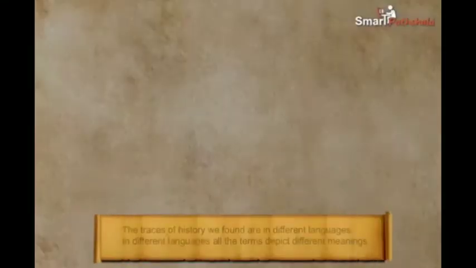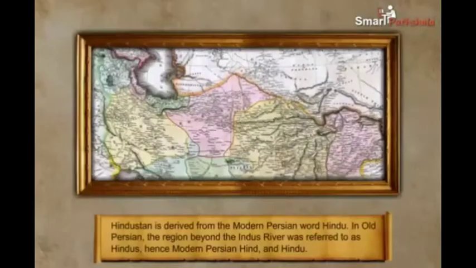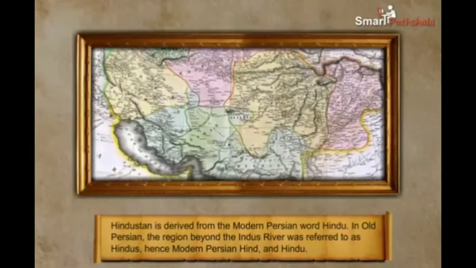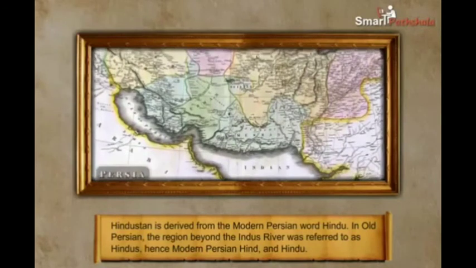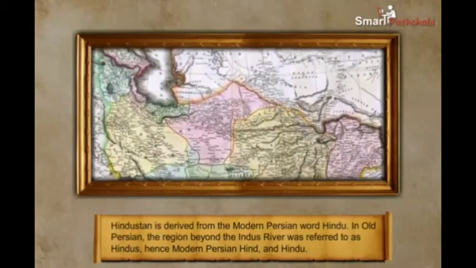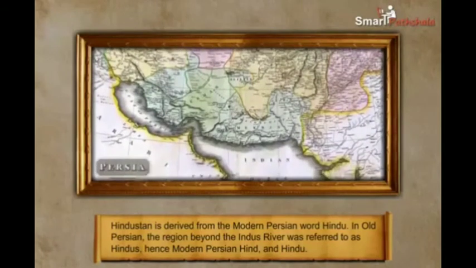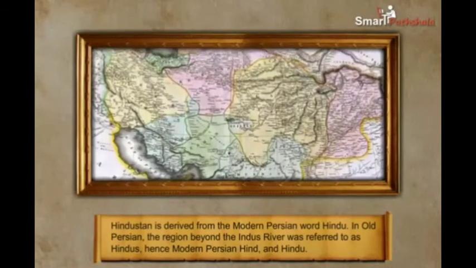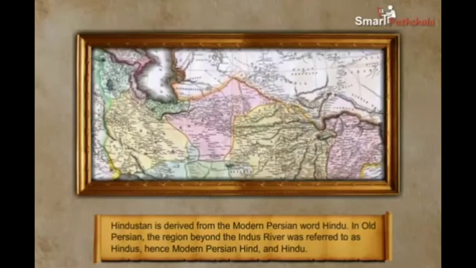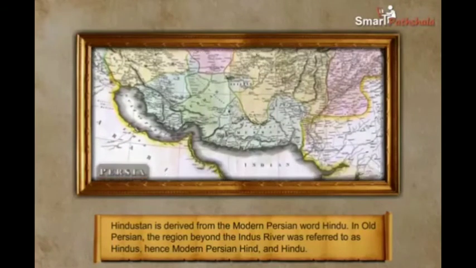As we know, the traces of history we find are in different languages, and in different languages, terms can have different meanings. Let's take the example of the term Hindustan. Hindustan is derived from the modern Persian word Hindu. In Old Persian, the region beyond the Indus River was referred to as Hindus, hence modern Persian Hind and Hindu. This combined with the Iranian suffix stan results in Hindustan, land of the Hindus.